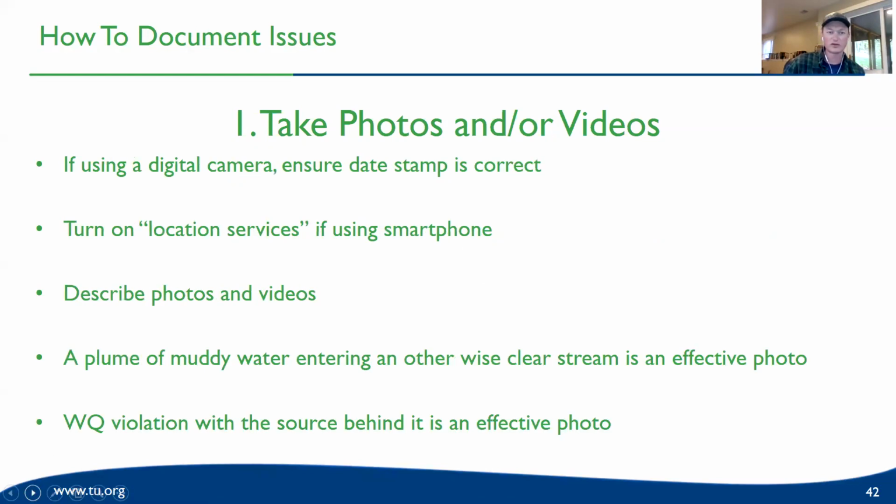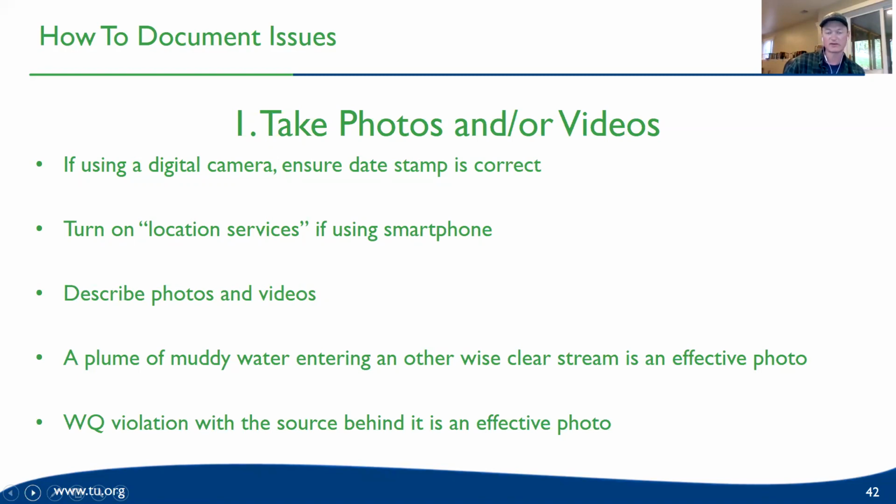Most of us are using smartphones nowadays, but if you're using a digital camera, make sure the date stamp is correct. Turn on your location services if you're using your smartphone. That can embed the GPS coordinates of where you're taking the photo in the metadata for the photo, which is useful. When you're reporting, you need to describe what you saw. Photos themselves are useful, but it's super helpful to have your take on what was going on out on the stream, just to provide added context.